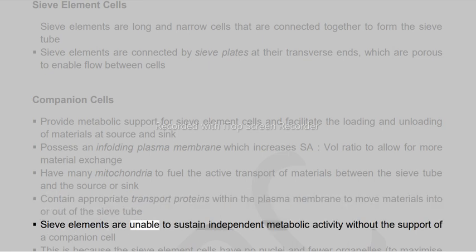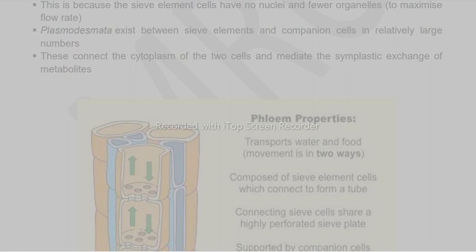Sieve elements are unable to sustain independent metabolic activity without the support of a companion cell. This is because the sieve element cells have no nuclei and fewer organelles. To maximize flow rate, plasmodesmata exist between sieve elements and companion cells in relatively large numbers. These connect the cytoplasm of the two cells and mediate the symplastic exchange of metabolites.